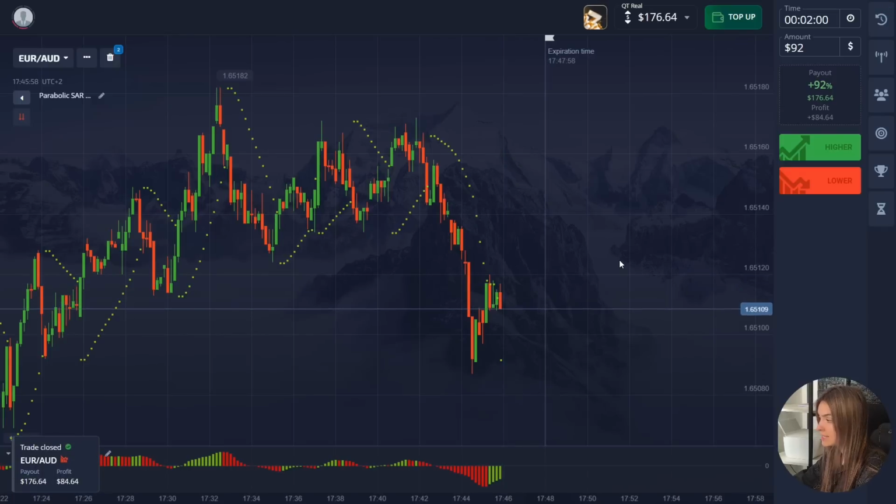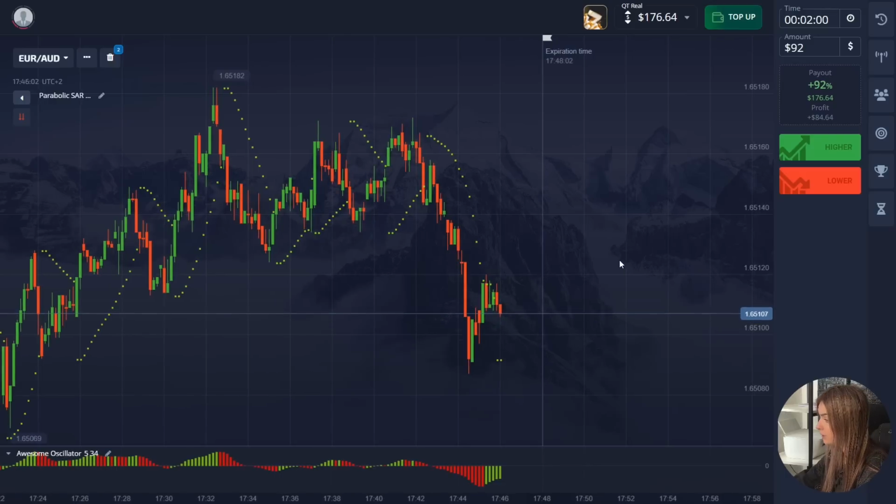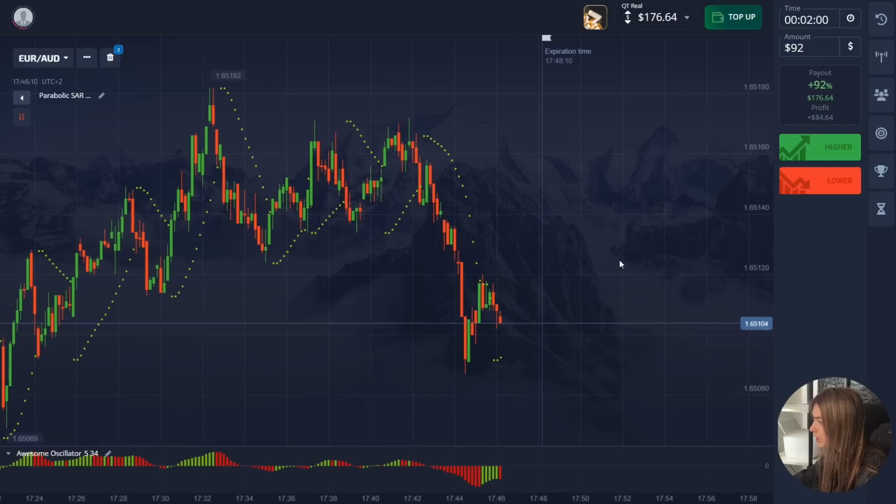Well, great, guys. As you can see, the price continued to move down. We have earned money here. And as you can see, the indicator also gave us a really good entry point. 2 minutes in this situation was perfect. So guys, let's continue to find another situation in the market.